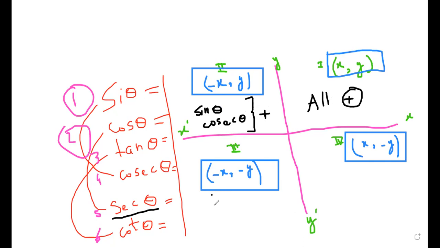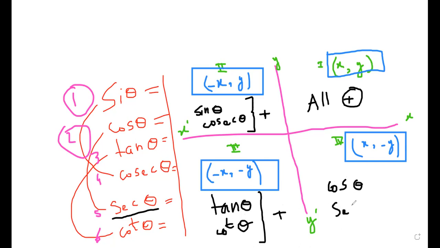In the third quadrant, tan theta and its inverse cot theta will be positive. The other four trigonometric ratios will be negative. Similarly, in the fourth quadrant, cos theta and its inverse secant theta will be positive, and all other values will be negative.